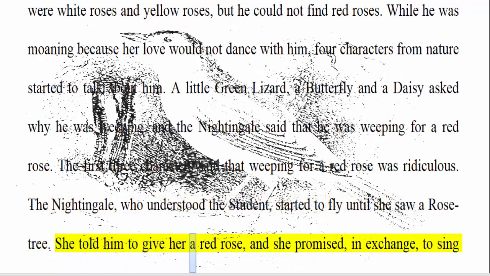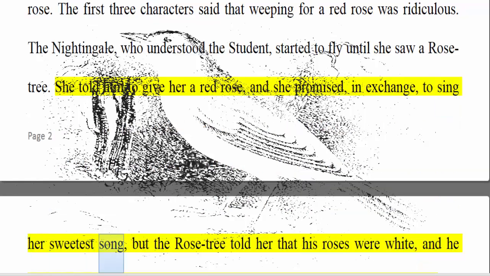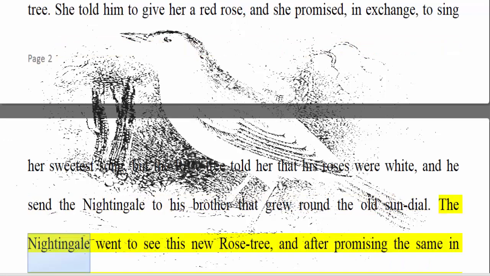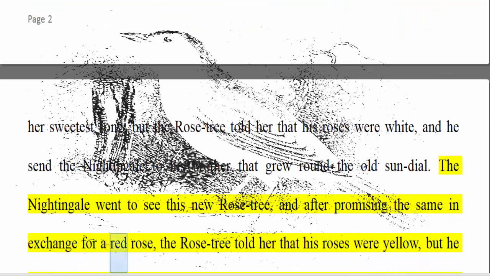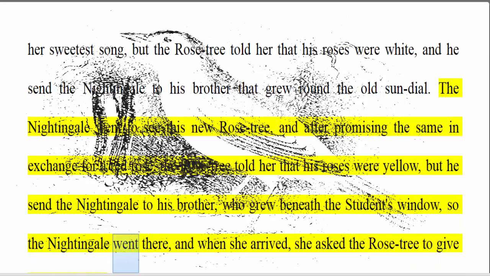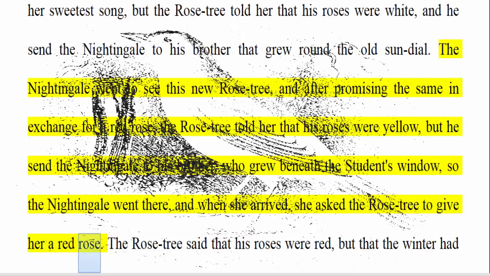She told him to give her a red rose, and she promised, in exchange, to sing her sweetest song, but the rose tree told her that his roses were white, and he sent the nightingale to his brother that grew round the old sundial. The nightingale went to see this new rose tree, and after promising the same in exchange for a red rose, the rose tree told her that his roses were yellow, but he sent the nightingale to his brother, who grew beneath the student's window. So the nightingale went there, and when she arrived, she asked the rose tree to give her a red rose.